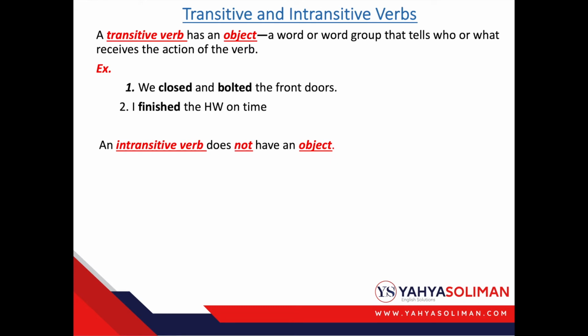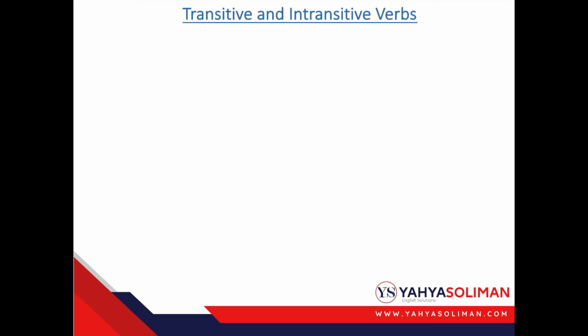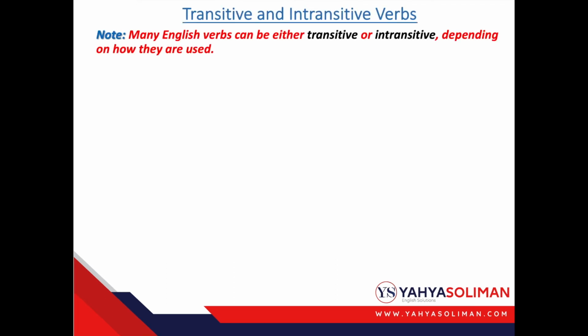An intransitive verb does not have an object. The rain fell. My cousin arrived yesterday. Here, yesterday is not an object, it's an adverb. He smiled to her. To her here is a prepositional phrase. It's not an object.